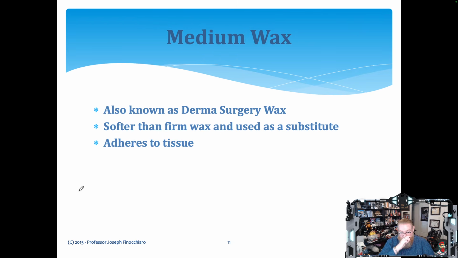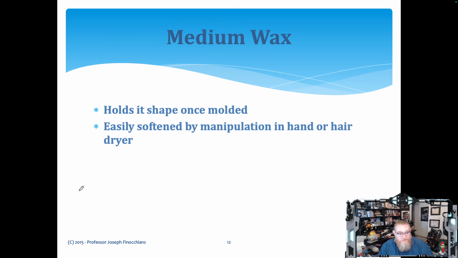Next up, we have medium wax, also known as dermasurgery wax. It is softer than firm wax and can be used as a substitute in a pinch. It adheres to tissue relatively well. It holds its shape once molded, and it is easily softened by manipulation in the hand or using a hair dryer. Hair dryers have multiple uses in the funeral service world, and warming wax for manipulation is one of them.